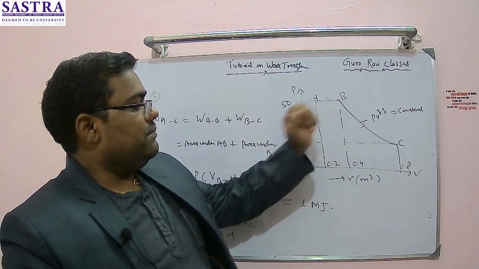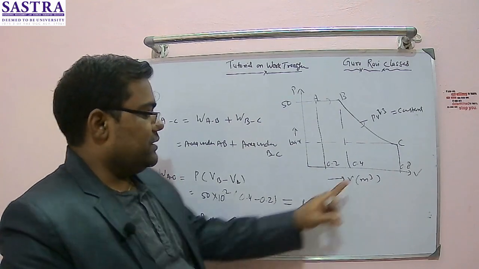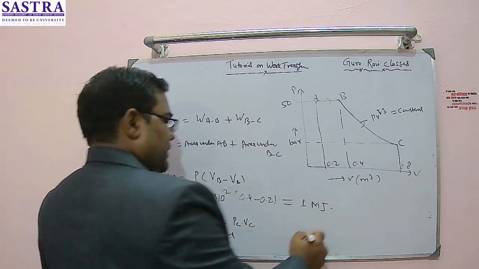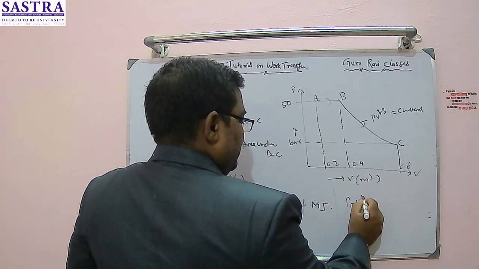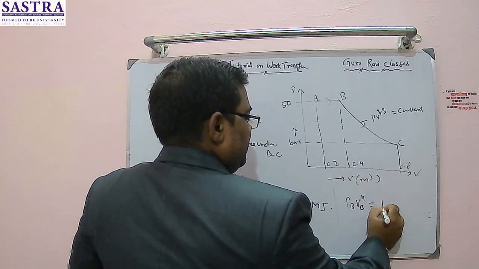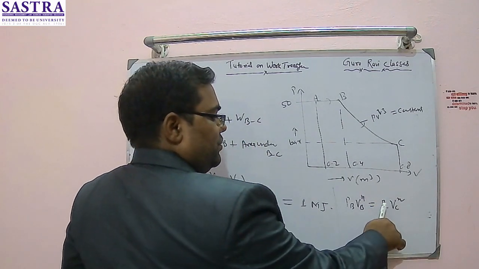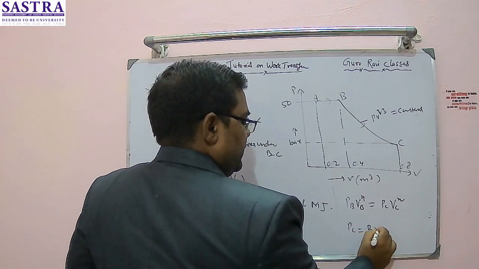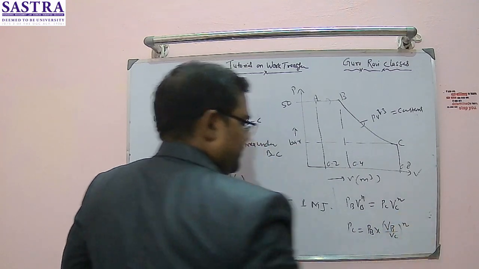I know pressure at B, I know volume at B, I know volume at C, but I don't know what is the pressure at C. So first you find that out. So PB VB to the power n is equal to PC VC to the power n. I want to know what is PC. So PC is nothing but PB into VB to the power n divided by VC to the power n.